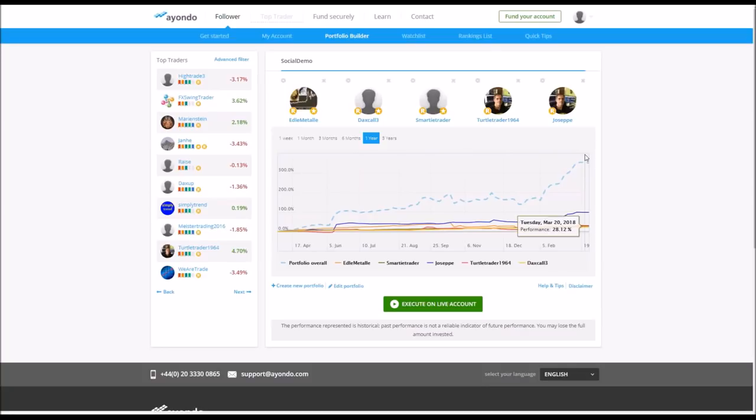Okay, so we have this idealized view here of what would have happened, but it shows us how it would have worked if we follow all these traders. So this is the portfolio builder bit of the platform. This is where we decide on things like risk. So let's start looking at that.